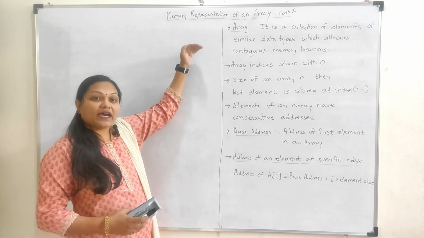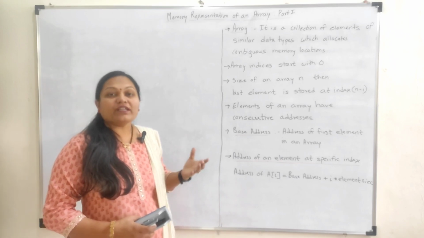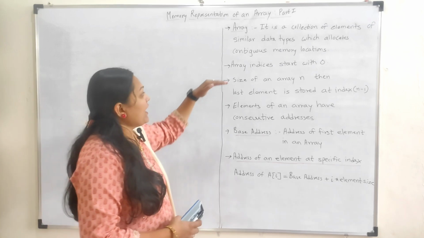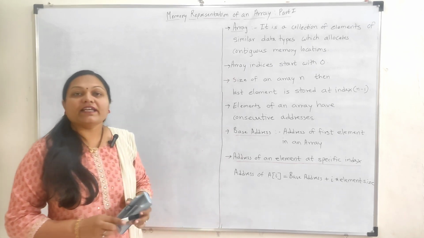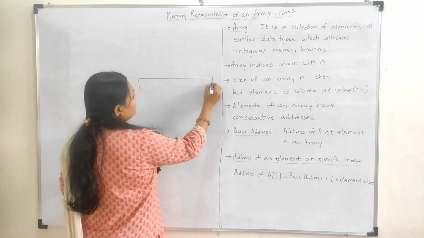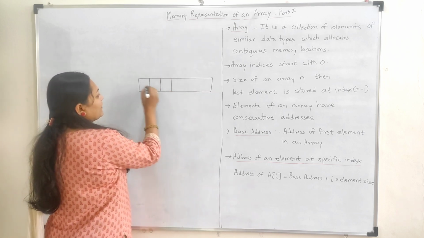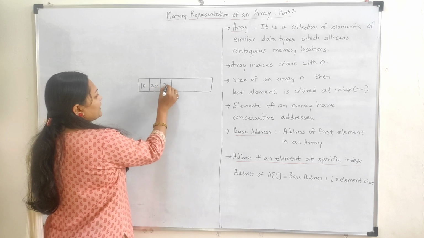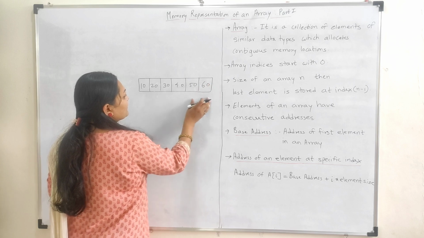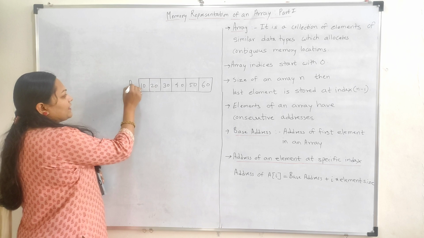As I told you, an array is a collection of similar type of elements, and we are storing these elements in continuous memory locations. Always your array index will start with 0. Let's take one example. Suppose you want to store 6 elements in an array. First element is 10, then 20, 30, 40, 50 and then 60. These are the 6 elements in the array, and the array name is A.